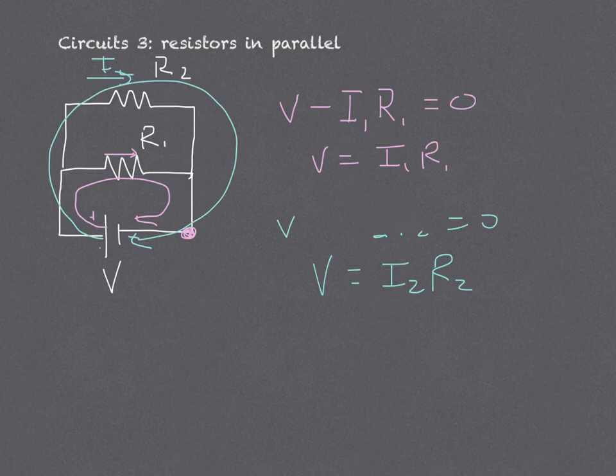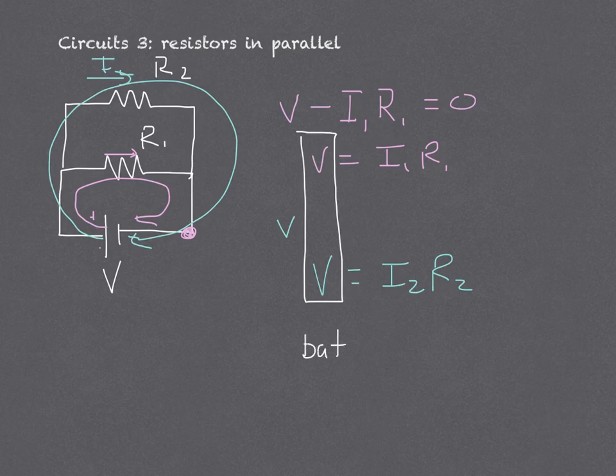If I get rid of this one, I don't know why that one erased, but if we look at the two equations here, these two are the same as the battery. So that means across each resistor, the voltage drop will be equal to the voltage of the battery.